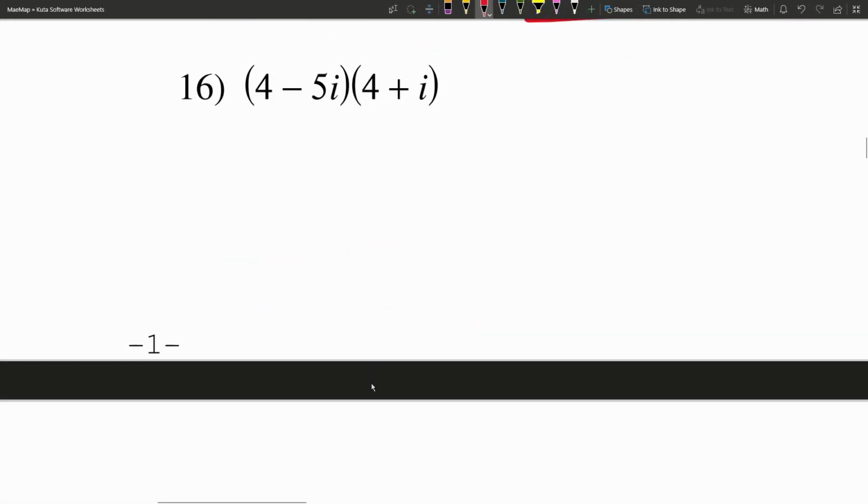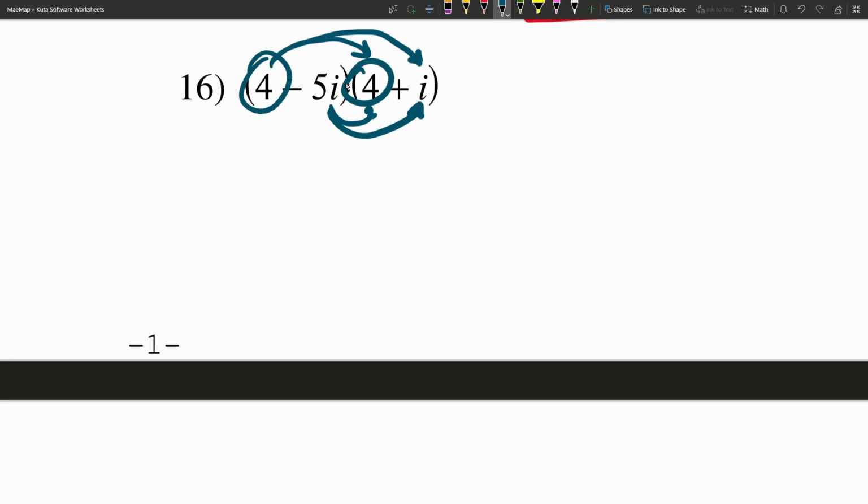Moving on to number 16, we have 4 minus 5i times 4 plus i. What are we going to do? We need to expand out these binomials. First, outside, inside, last. FOIL. So 4 times 4 is 16. That's going to get added to 4 times i, so 4i, added with negative 5i times 4. So I'm going to write this as subtracting 20i.